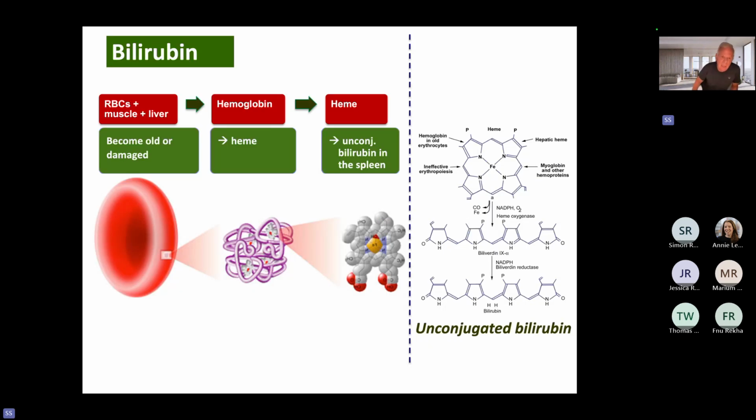Bilirubin, of course, derives largely from red blood cells, also from the muscle and in the liver. As red blood cells become old and damaged, they get broken down, releasing largely hemoglobin and finally heme, and then heme is further broken down, and unconjugated bilirubin is produced. Most of this takes place in the spleen.